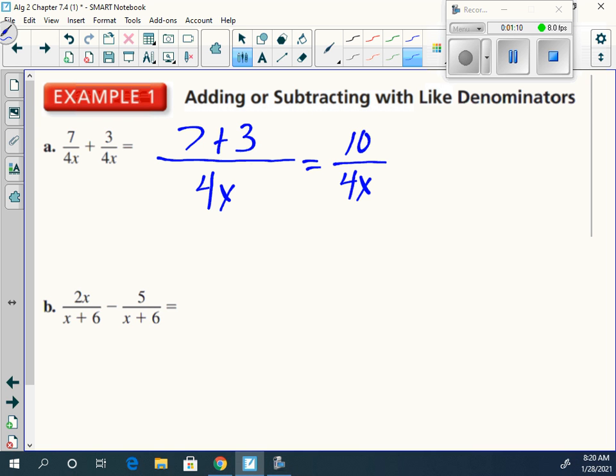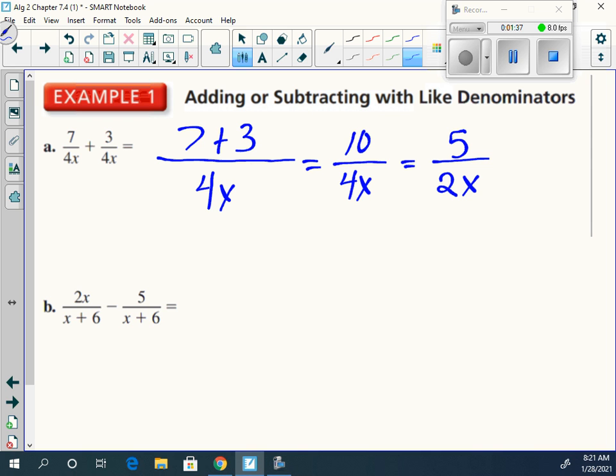Well, 10 over 4x. Flip it. 5 halves. Because there's a common factor of 2, we need to simplify it out. So again, just like with multiplication, when we had common factors on top and bottom, we had to simplify. Same thing here. If there's a common factor on top and bottom, we need to simplify it out.